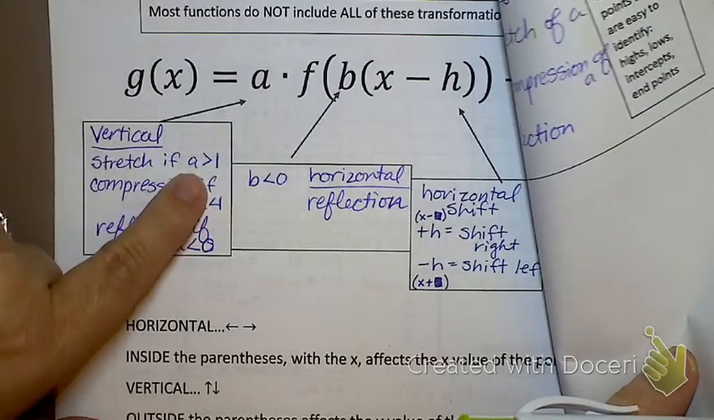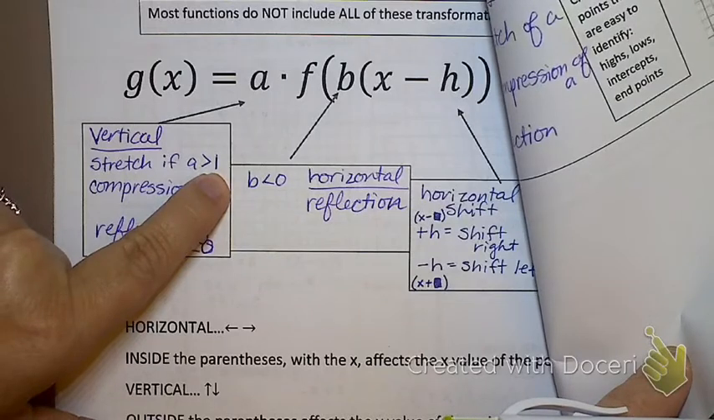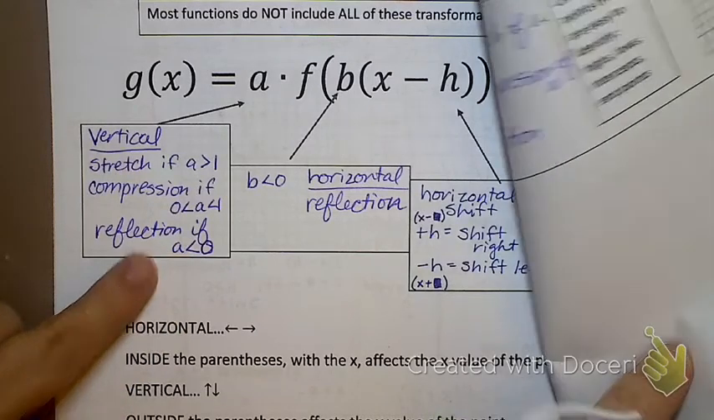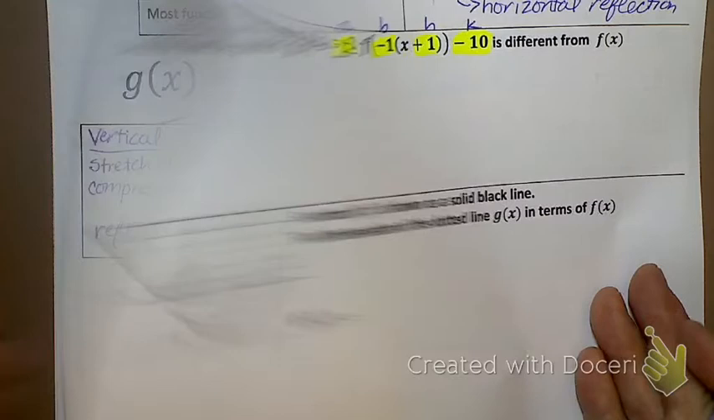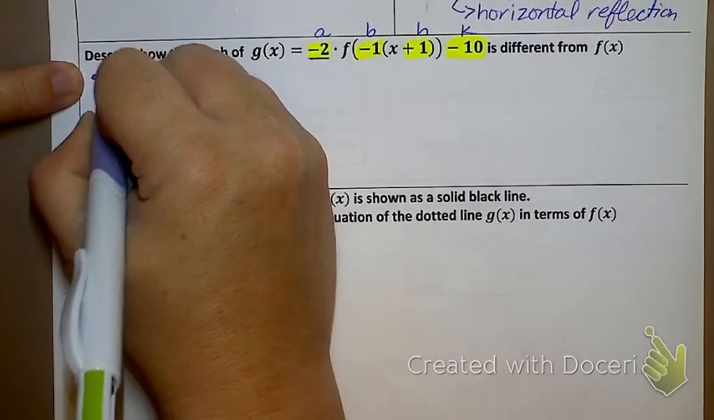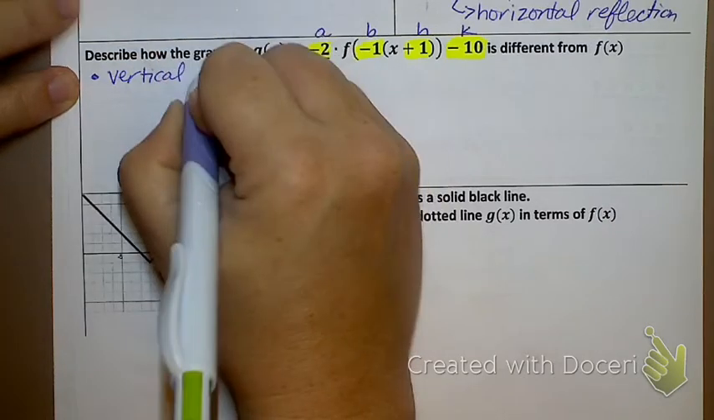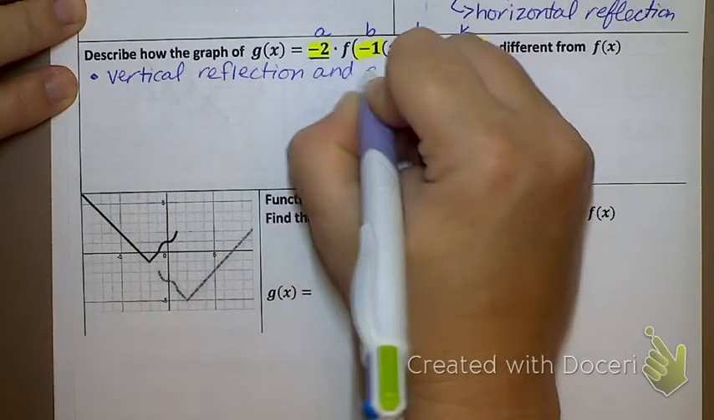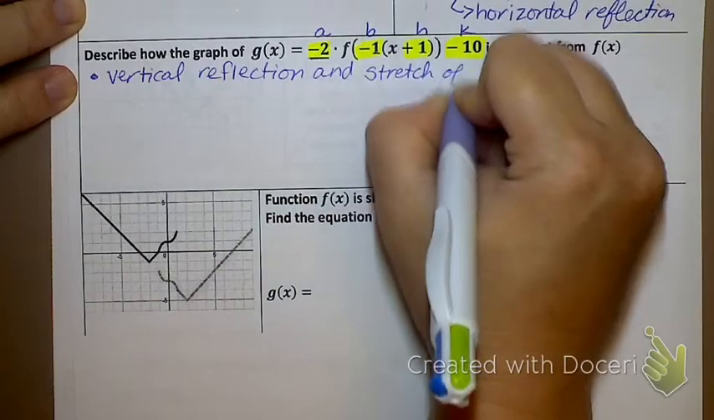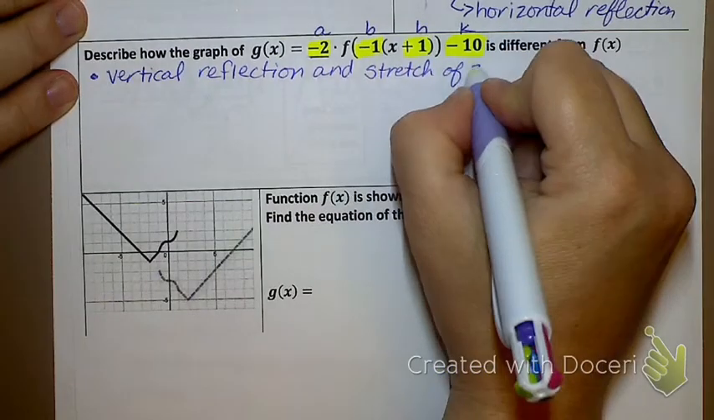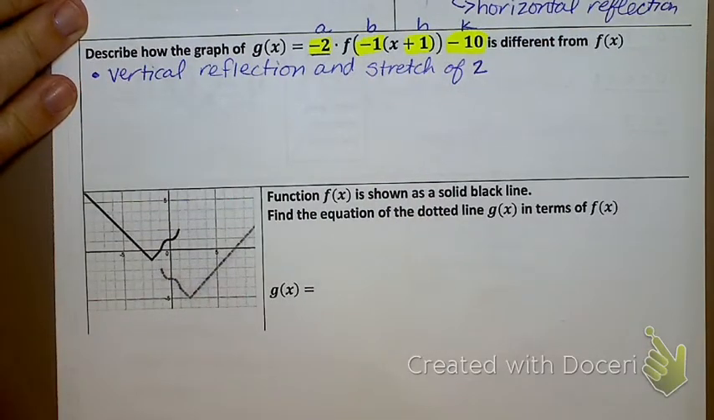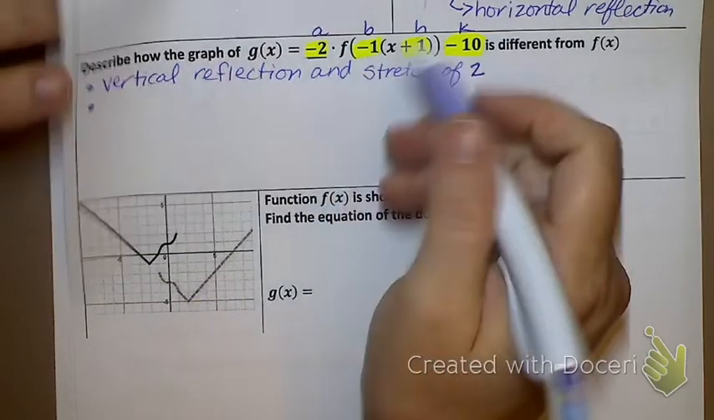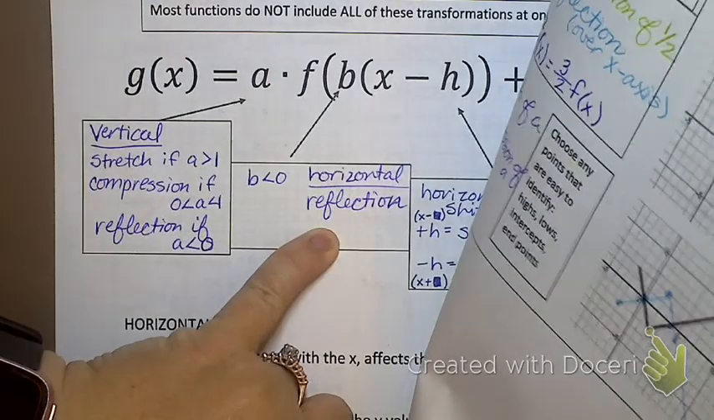Well, if I come back here, A is greater than 1 because it's 2, right? So I have a stretch of 2, but I also have a reflection because it's negative. Do you see that? So because of A being -2, I have a vertical reflection and stretch of 2. Make sense? Now let's see what B does. So B is -1. What does that tell me? I have a horizontal reflection.